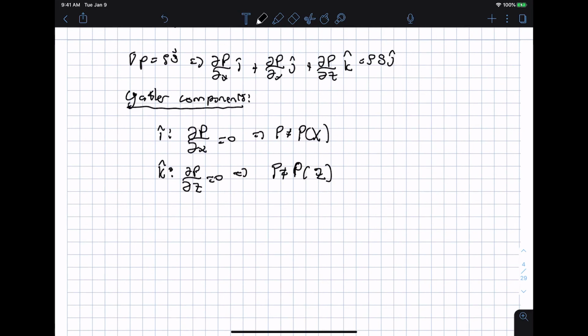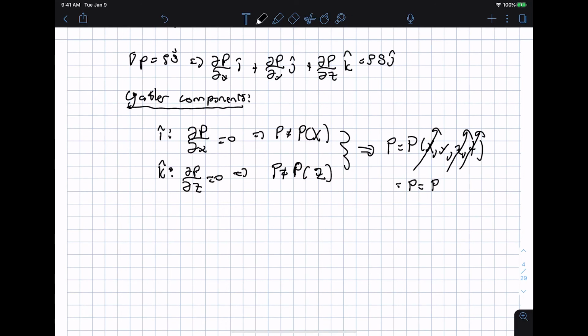We can put these two together. Pressure in general is a function of x, y, z, and time. We are neglecting time here. We've already shown that it's not a function of x, and that it's not a function of z. So this means that P equals P of y for fluid statics. Because we're assuming static equilibrium, the time variation of pressure is implicitly assumed to be 0.